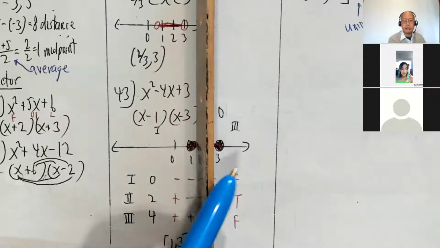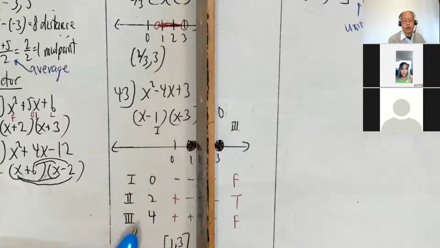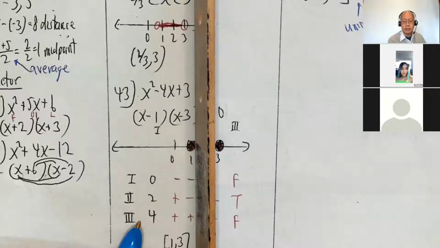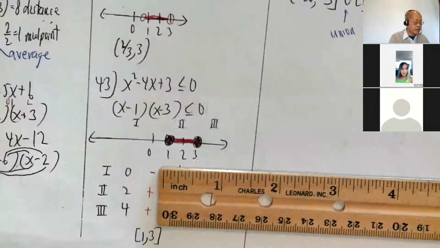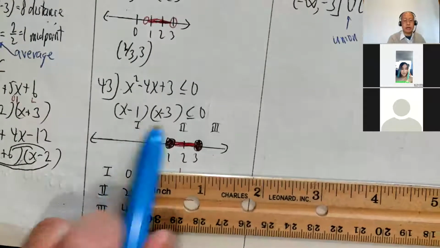And what's a number in region 3? That means bigger than 3. 4. But you would also pick 5 or 6 or 80 or 1,000,000. But 4 is nice. Okay, what you do now is plug in each of these to the inequality.